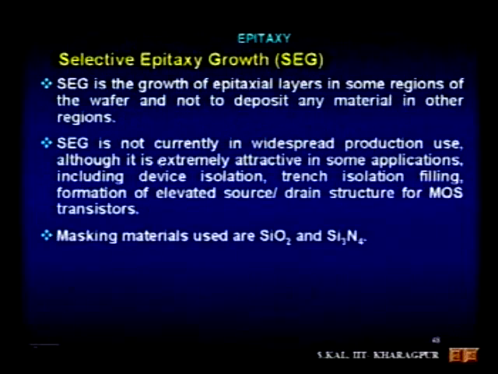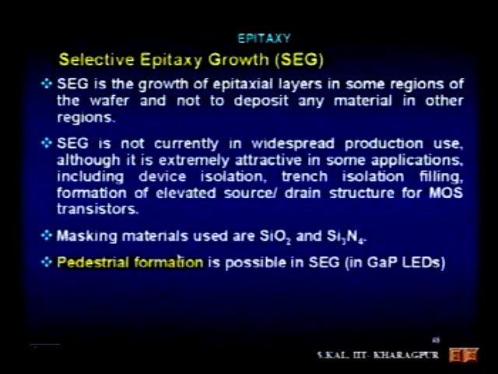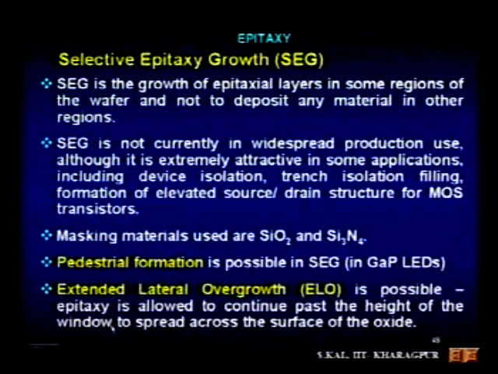And masking materials normally used in selective epitaxy are silicon dioxide and silicon nitride. It helps to form pedestal, and this pedestal is required in gallium phosphide LEDs. Pedestal formation is possible in silicon epitaxial growth, and one of the applications of this pedestal is gallium phosphide LEDs. There is another application of selective epitaxy, that is extended lateral overgrowth, which is known as ELO. This is possible by selective epitaxy growth.